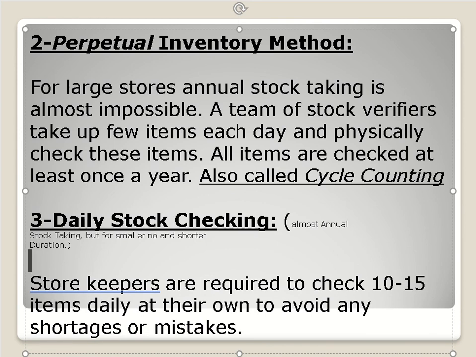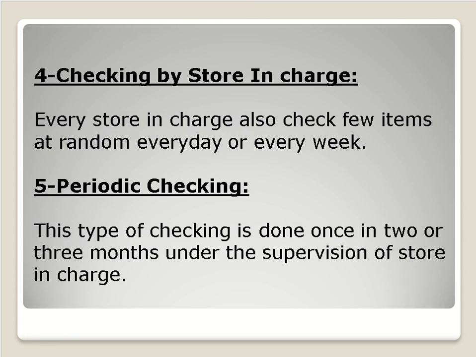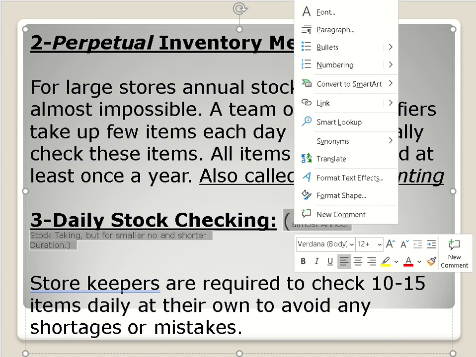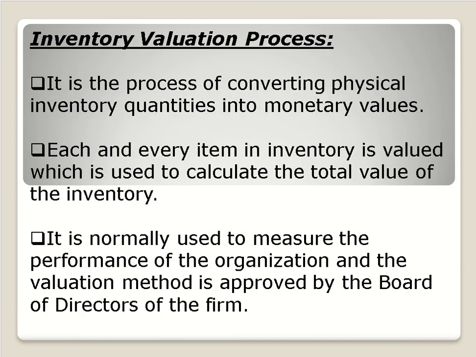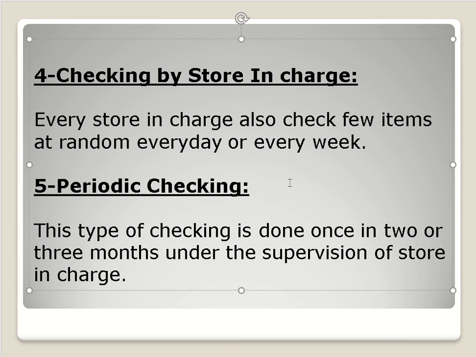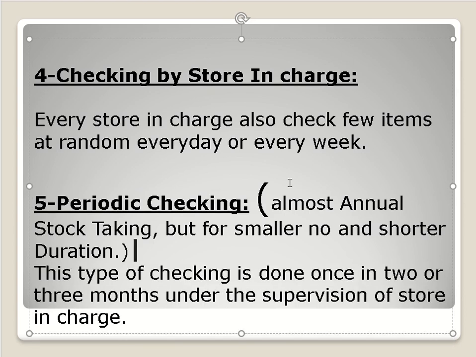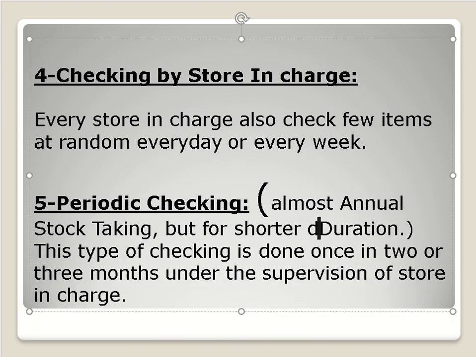What happened here? I should be writing this here. Let me cut out. It should be written here. So it is almost like annual, but for shorter duration. I think that's the proper term there. All right. So that's for the periodic checking.